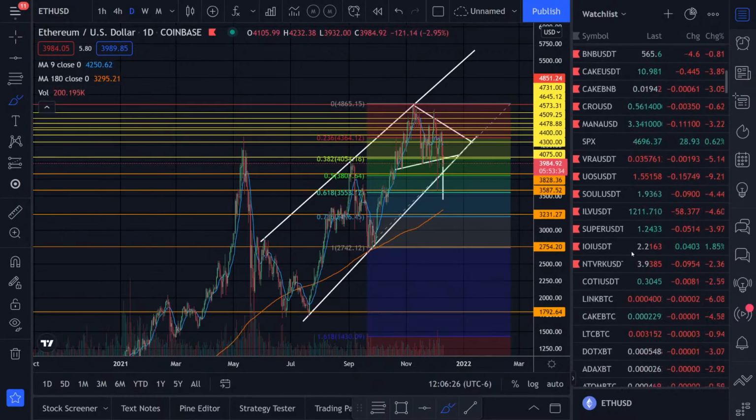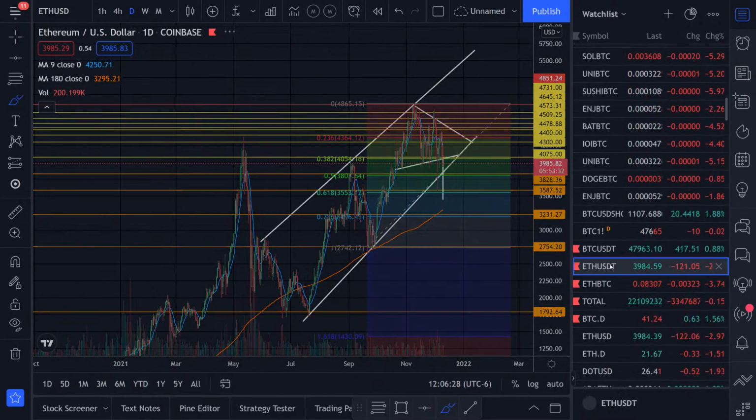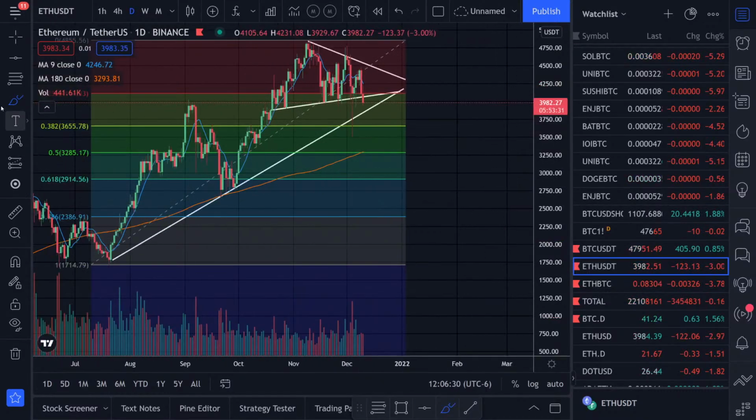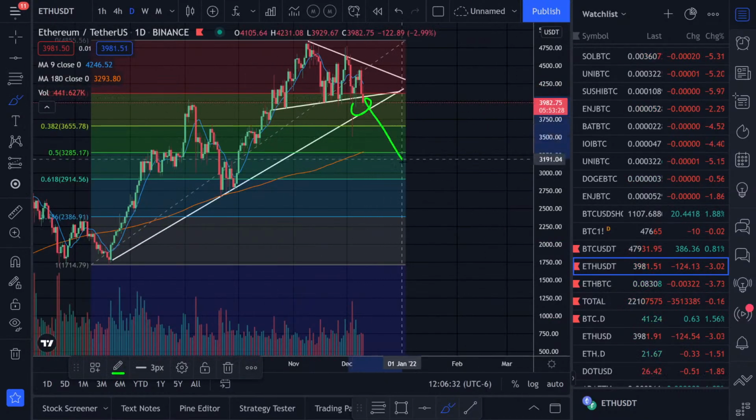And like I was saying, I'm curious if we're gonna break this bigger trend line. Let me go back to the cleaner chart. This is why I like to have separate charts. So I'm curious if we're gonna break this one going to the downside.